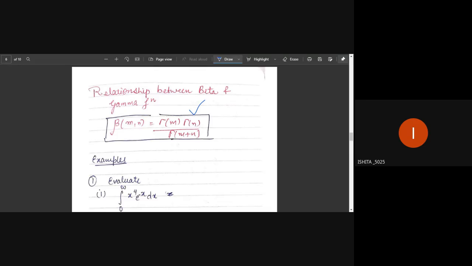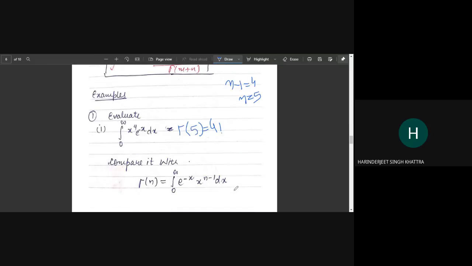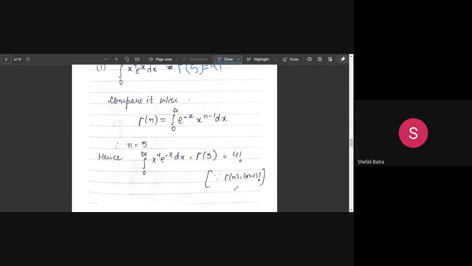Ma'am, 4 factorial. Harinder, you have to add 1 to this power, so it would be gamma 5, and gamma 5 is equal to 4 factorial. This is a very small mistake that generally happens, okay? You will be comparing n minus 1 is equal to 4, so n is equal to 5. So gamma 5 is equal to 4 factorial, right? So the answer would be 4 factorial.